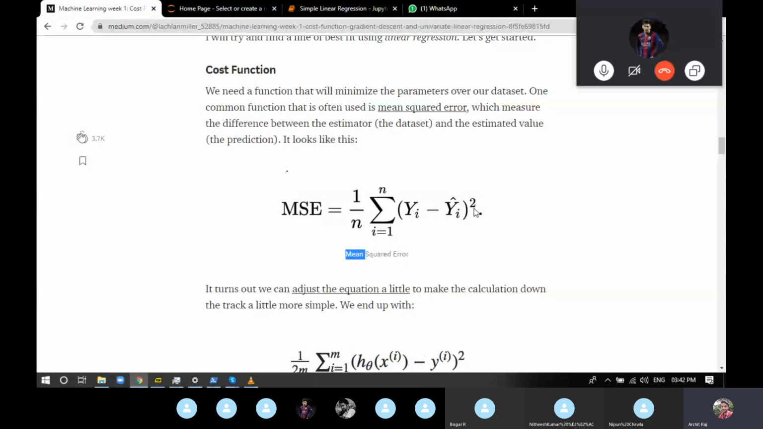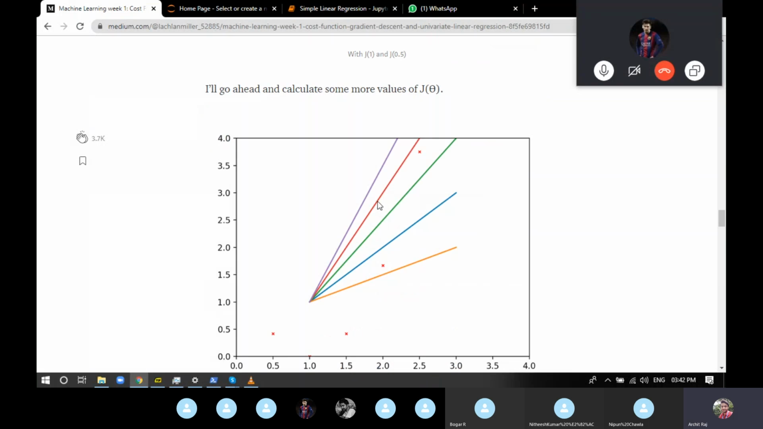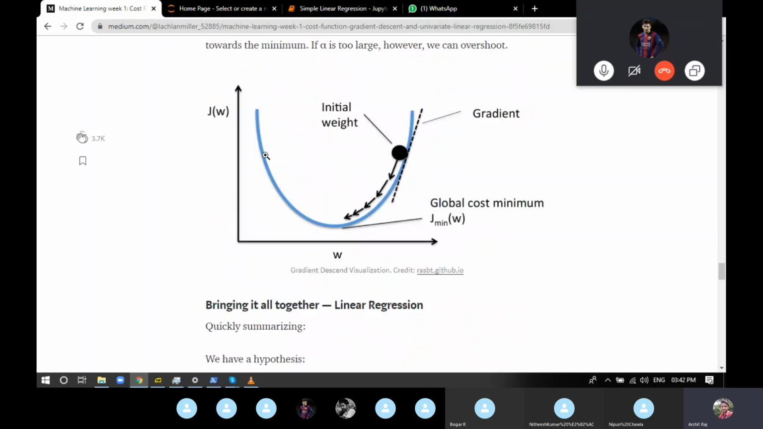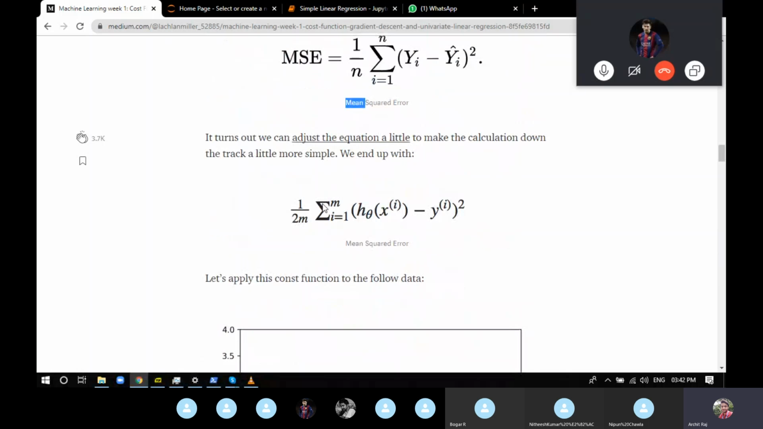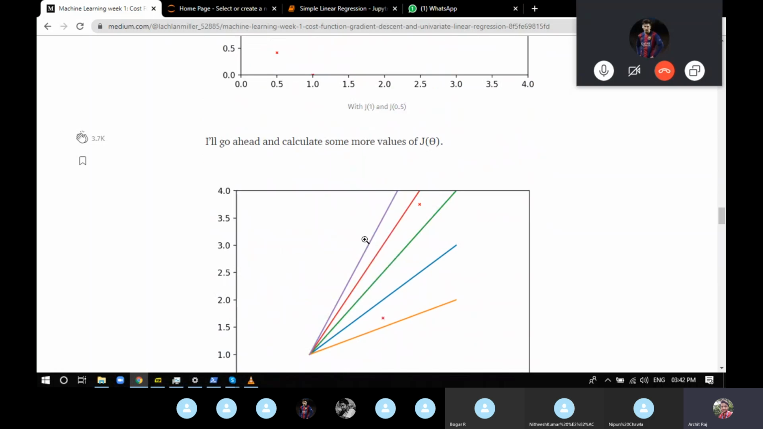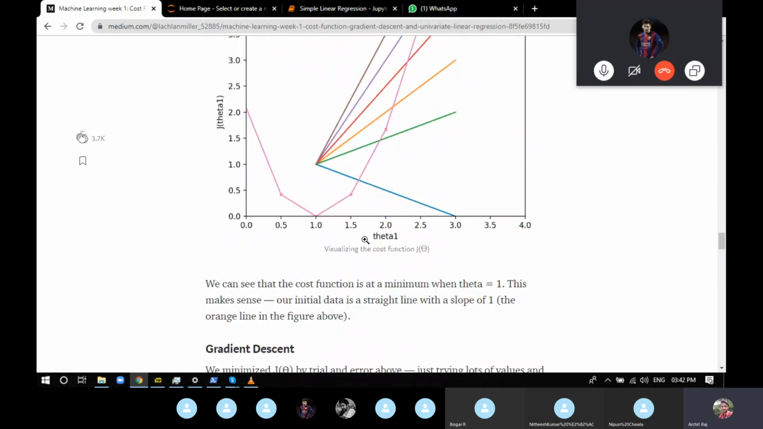And what exactly is this line giving you? This is giving you the cost. So all the points on this curve give you the cost of different lines. For one line you got a cost this much, for another line you got a cost this much, or whatever. Now what exactly do we do in gradient descent?